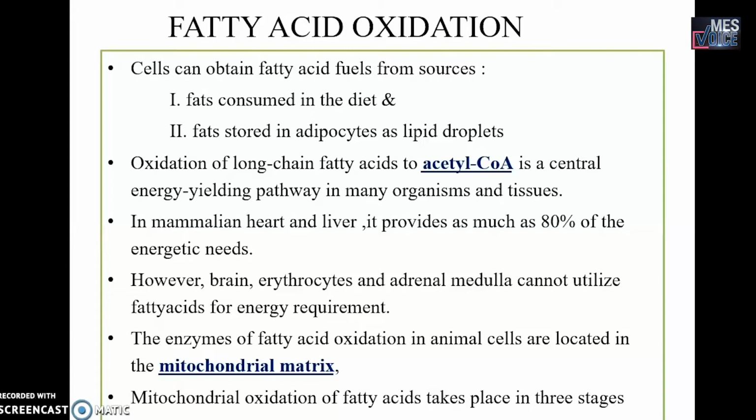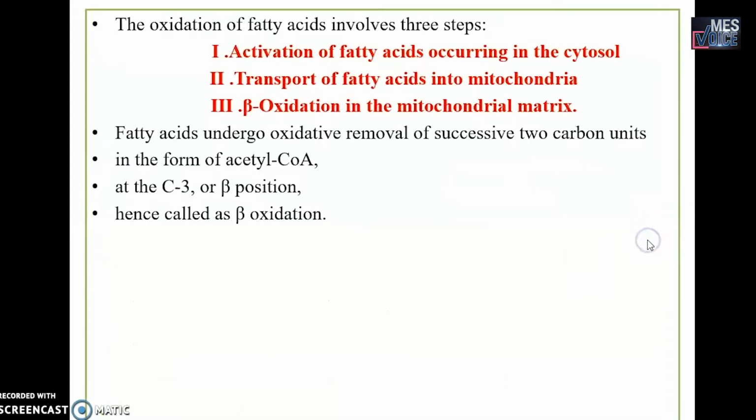The enzymes of fatty acid oxidation in animal cells are located in the mitochondrial matrix. So the site of fatty acid oxidation in animal cells is the mitochondrial matrix. Mitochondrial oxidation of fatty acids takes place in 3 stages. So, the oxidation of fatty acids involves 3 steps.